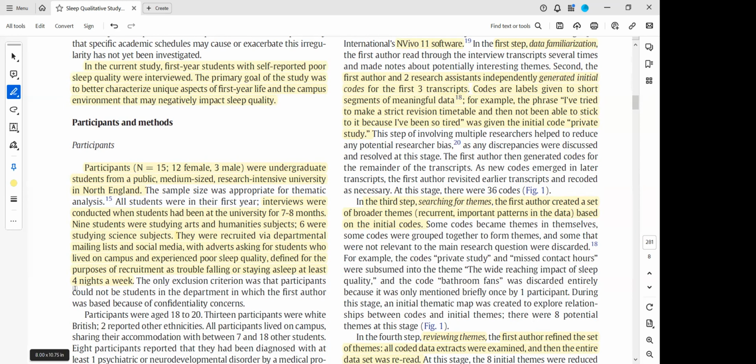I want to highlight this because when we write your script in terms of who it is that you want to talk to, one thing you have to think about is, do you want to just talk to everyone, or do you want to talk to people with sleep problems? And if you want to talk to people with sleep problems, then you have to define what that means. Like in this case, they picked less than 4 nights a week.